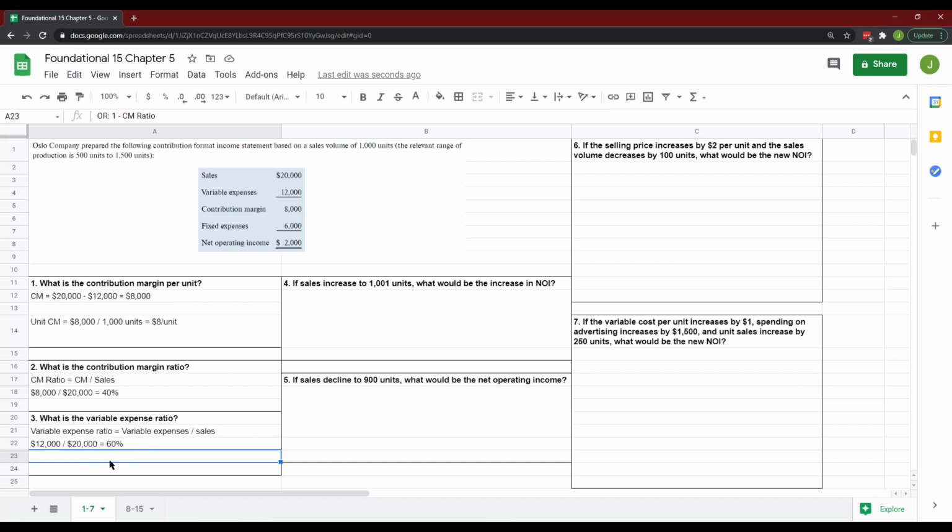So basically, what does this tell us? This basically tells us that 60% of our sales is consumed by those variable expenses. Okay, so for every dollar of sales that we generate, 60 cents of that will be consumed by variable expenses. But we can also figure this out if you already know your CM ratio like we do. So your CM ratio and your variable expense ratio need to add up to 100% or 1.